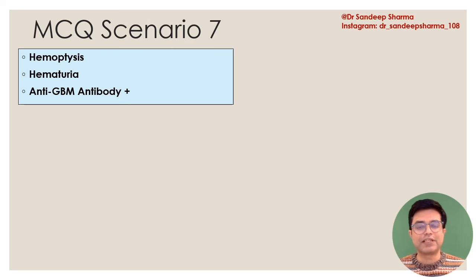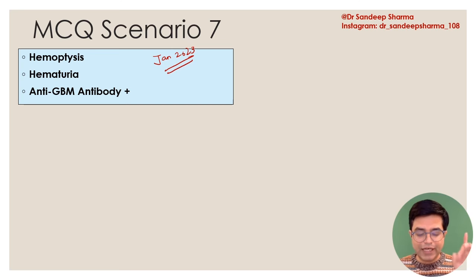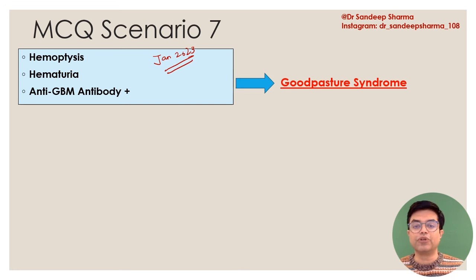And there will be presence of anti-GBM. GBM stands for glomerular basement membrane antibodies. A very similar question was asked in the January 2023 FMGE exam. So if you have hemopsis, hematuria and anti-GBM antibody positivity, the likely diagnosis in the patient is Goodpasture syndrome. Goodpasture syndrome is an autoimmune condition in which autoantibodies form against epitopes, antigens present in the glomerular basement membrane.